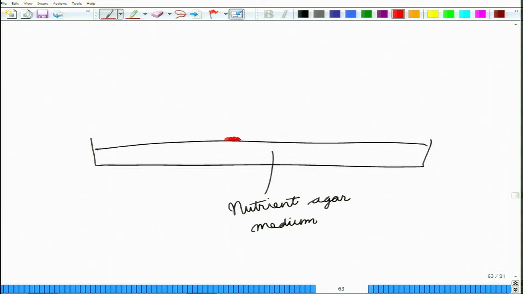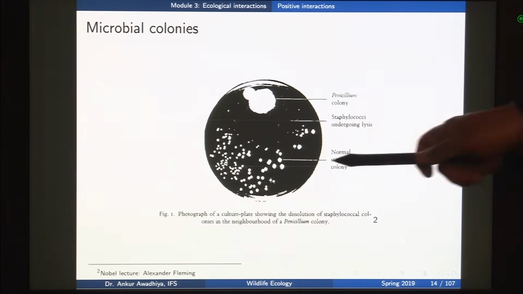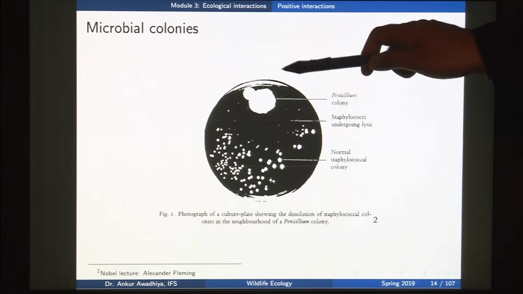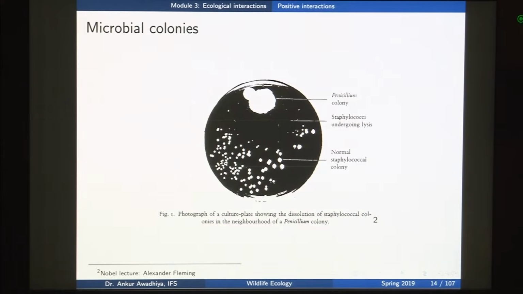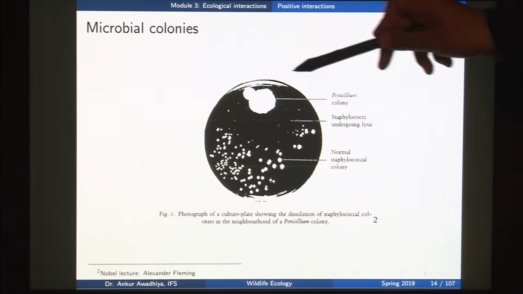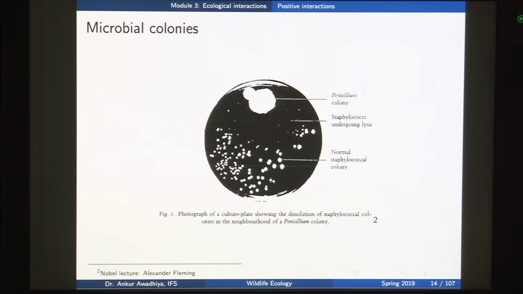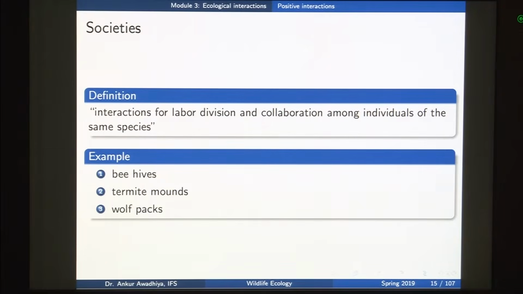So, here we have colonies of Staphylococcus, which are bacteria, and here we have colonies of fungus, which is the penicillium, and because penicillium is releasing penicillin, it is able to kill the bacteria. So, this is how penicillin was discovered. So, intraspecific positive or harmonious interactions are colonies, and the second one is societies.